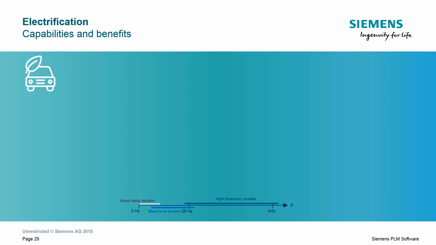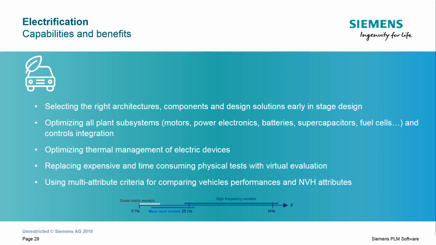Now, what about electrification? How can Simcenter AMESim help you to address this challenge? Thanks to model scalability, Simcenter AMESim makes it possible to capture any level of frequency domain. For batteries, electrical motors, and power electronics, you can find quasi-static models, but also mean-level models and high-frequency models. Then, Simcenter AMESim provides the required capabilities to select the right architectures for hybrid or electric vehicles, the right components, and design solutions early in the design stage.